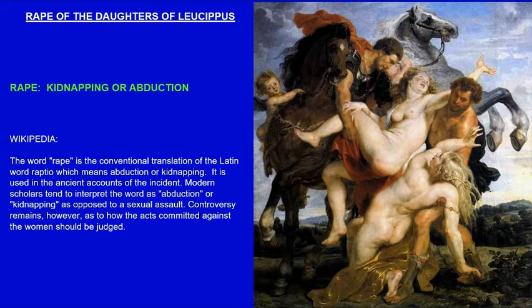So that means that when the ancient stories used the word rape, it meant then, not now. Now, rape means a sexual assault, but back then it meant a kidnapping. Modern scholars tend to interpret the word as abduction or kidnapping as opposed to a sexual assault. And controversy remains, however. That controversy means that some people think these women are being sexually assaulted, and some people think they're being kidnapped. I think they're being kidnapped, because that's what the story tells.